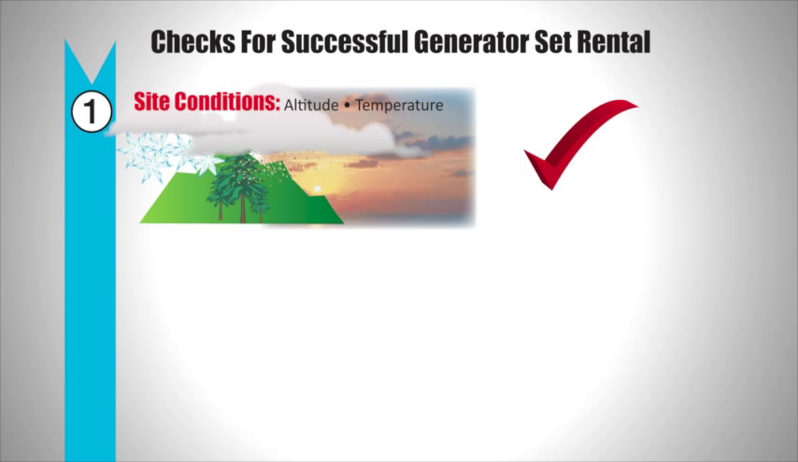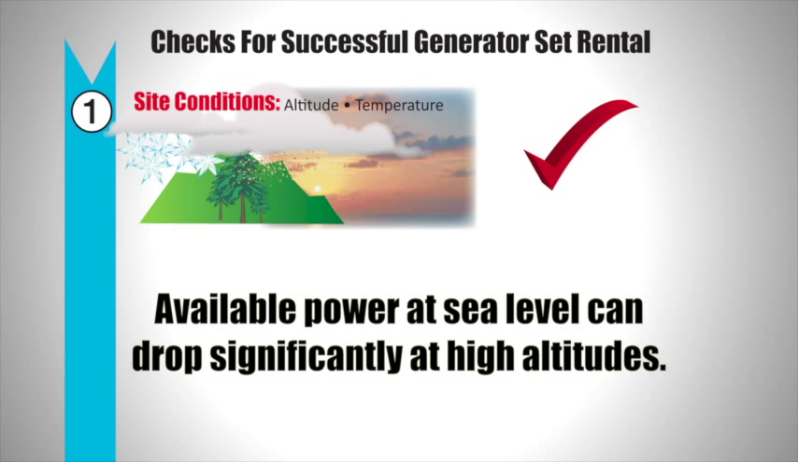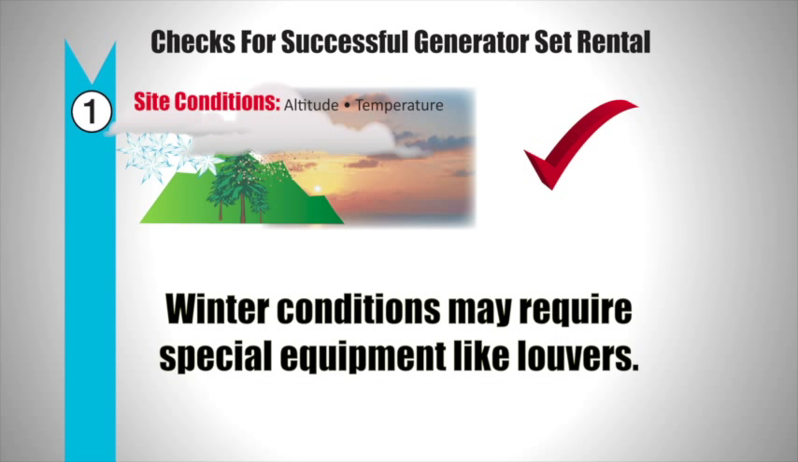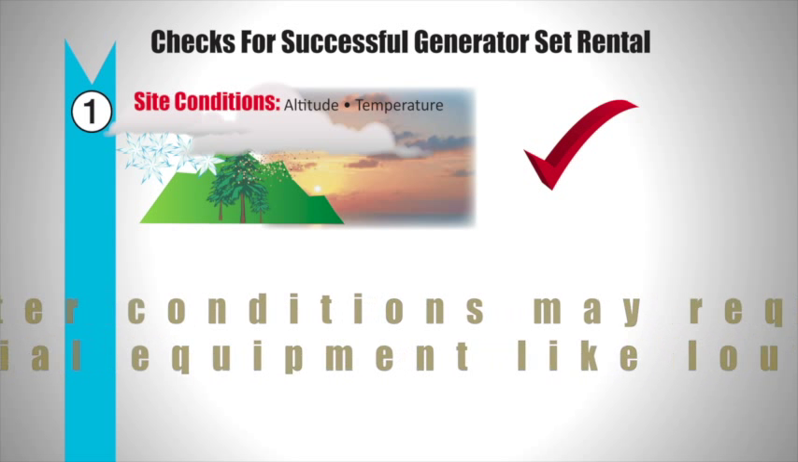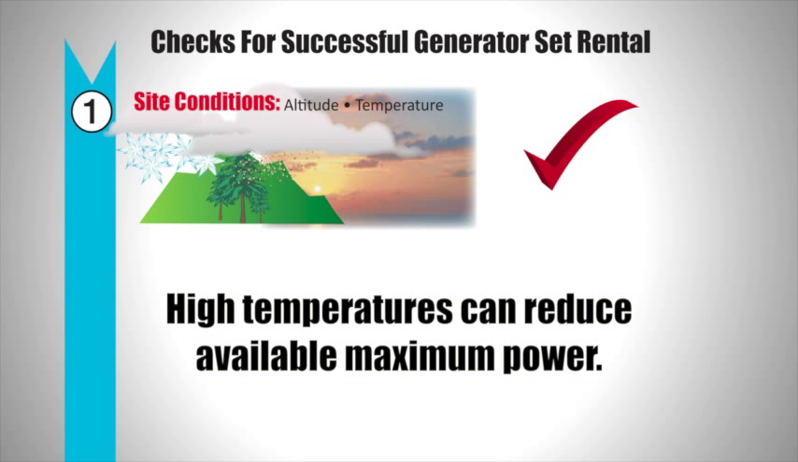Step 1 is to take account of site conditions. Altitude, temperature, and location will all influence selection. Available power at sea level can drop significantly in cities such as the mile-high city of Denver. Winter conditions such as driving snow will require units with motorized louvers to ensure adequate ventilation. Midwest summer temperatures can reduce available maximum power.